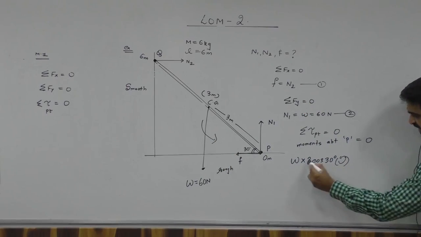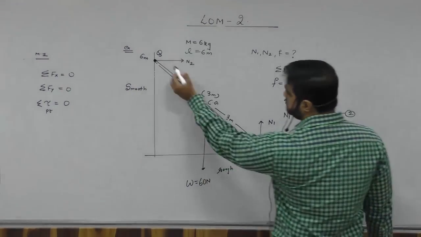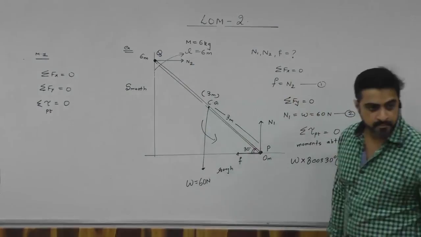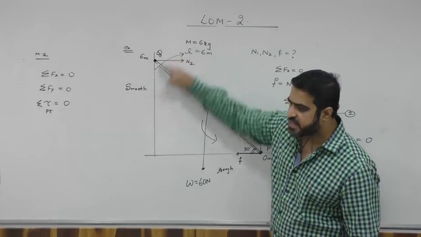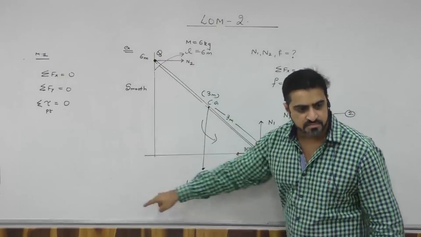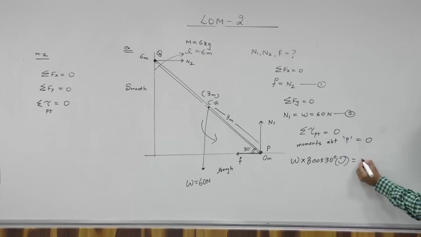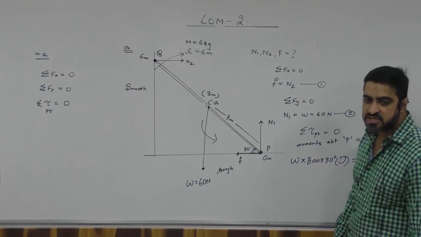Anti-clockwise moments is equal to clockwise moments. Who is going to give you clockwise moments? N1, N2? What is the torque about this point? Force into perpendicular distance. How is the force? Horizontal. So how will the perpendicular distance be? Vertical. So what is that? N2 into perpendicular distance. You know, perpendicular distance will be how much?